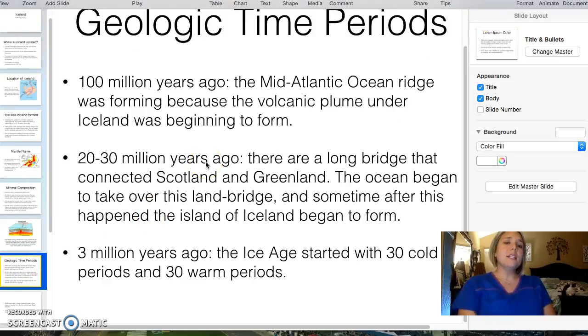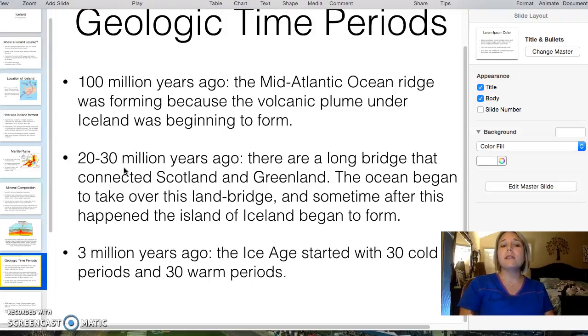Some different geologic time periods that I found important. About 100 million years ago, that's when the mid-Atlantic Ocean ridge started to form because the volcanic plume under Iceland was beginning to form too. About 20 to 30 million years ago, there was a bridge that connected Scotland and Greenland. This bridge started to be taken over by water, and that's about the time that Iceland began to form.